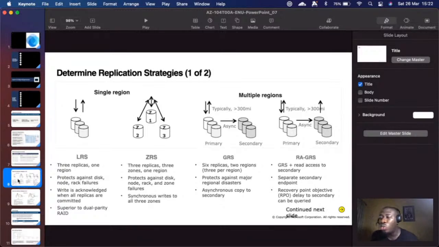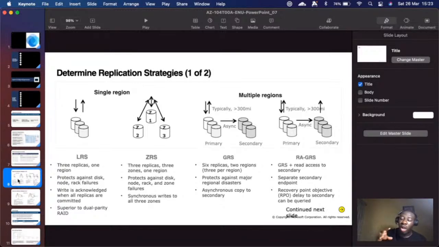The next one to look at is ZRS, which is the zonal redundant storage. This is the same thing, but this time around, it has three replicas in three different zones in one region. So you're dealing with one region but three different zones, meaning that, let's say there's a power outage, you don't expect the power outage to hit the three different zones at the same time.